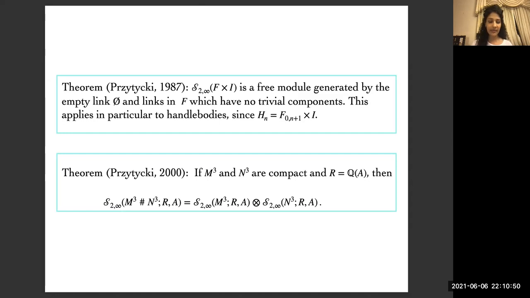And another theorem to keep in mind is regarding the connected sums of compact oriented three-manifolds. And this is due to Józef Przytycki from the year 2000. He says that if you work over the field of rational functions, then the Kauffman bracket skein module of the connected sum of compact oriented three-manifolds is simply the tensor product of the individual Kauffman bracket skein modules. And one important thing to note is that this theorem does not hold when we work with the ring of Laurent polynomials, and this will be brought up later on in the talk.